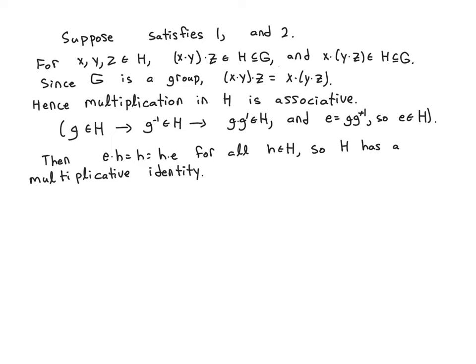The next step is to show that H has a multiplicative identity. And the most logical choice is to take the identity element from G, the larger group, and show that it's also the identity element from H. But that requires showing that E is in H. And there's a way to do that by using condition 2. Take any element in H. Because you're closed under inversion, G inverse is also in H.